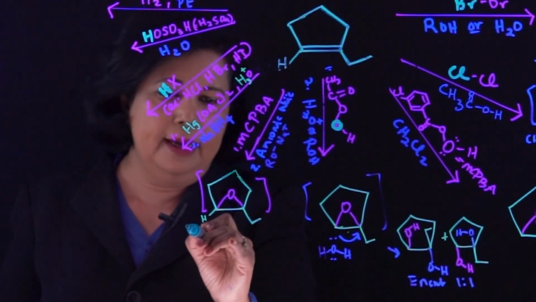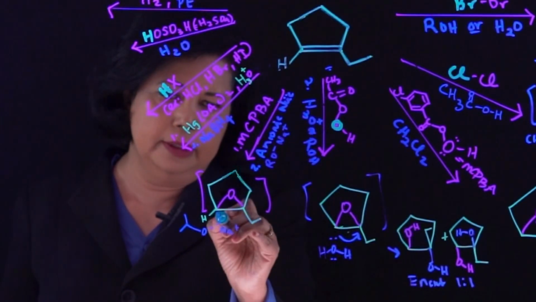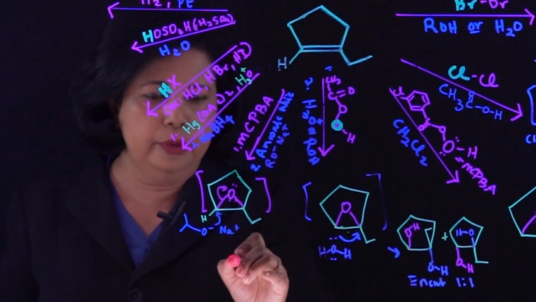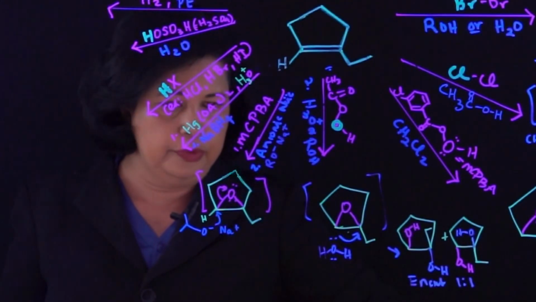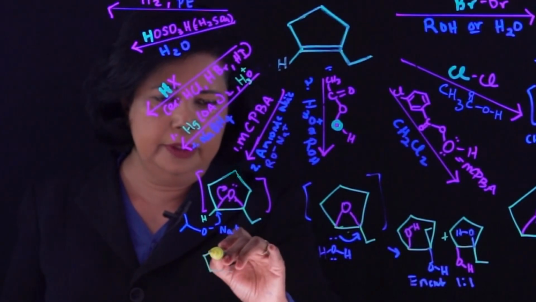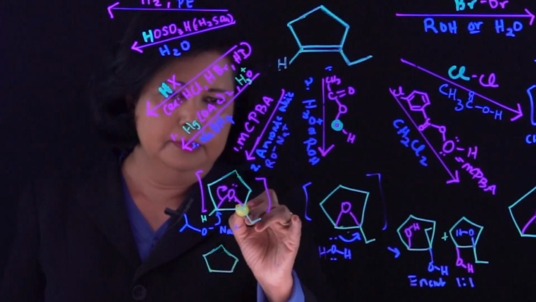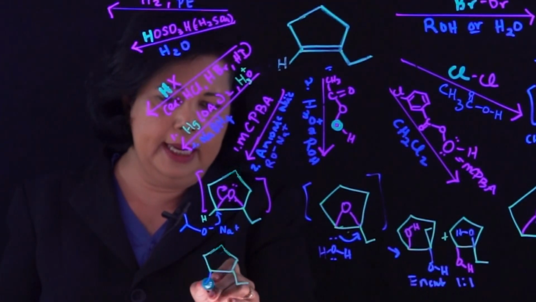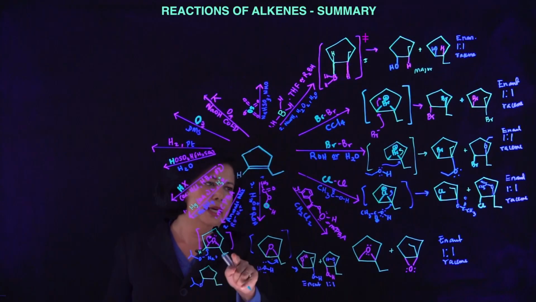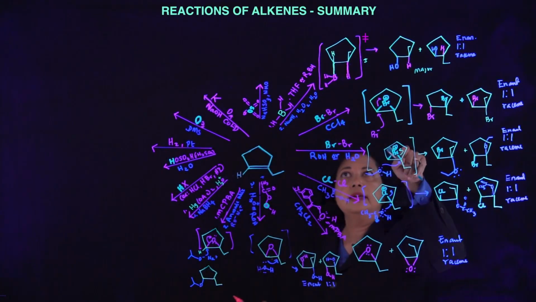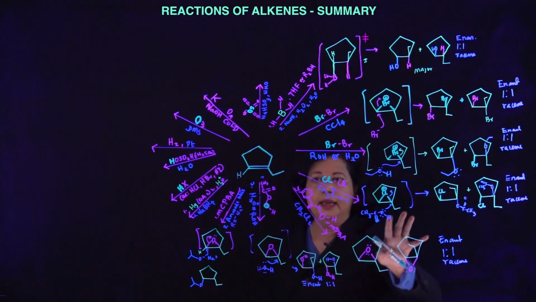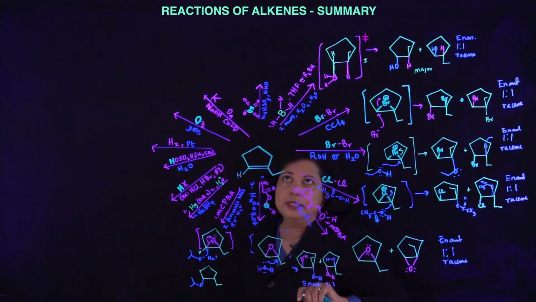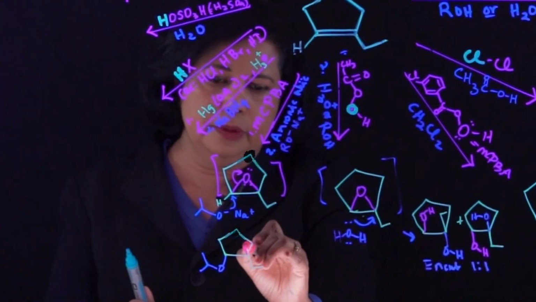So let's say I have a, that's going to go over here and roll over oxygen, make way for your new friend. So over here you're going to have your oxygen up and your incoming group down because it's anti attack. Anti, anti, anti. All of these are anti-stereospecific. This is syn-stereospecific. This is going to go up.